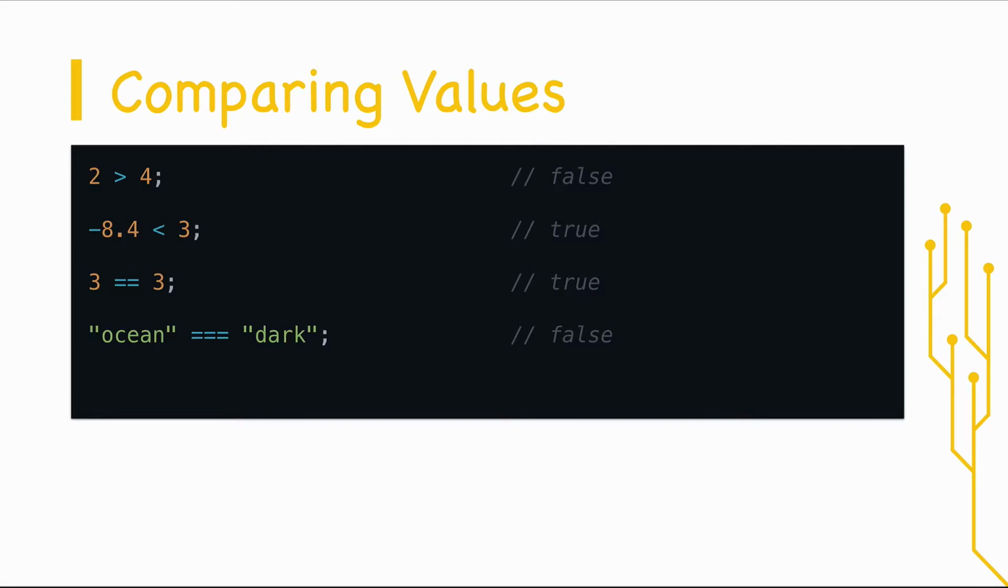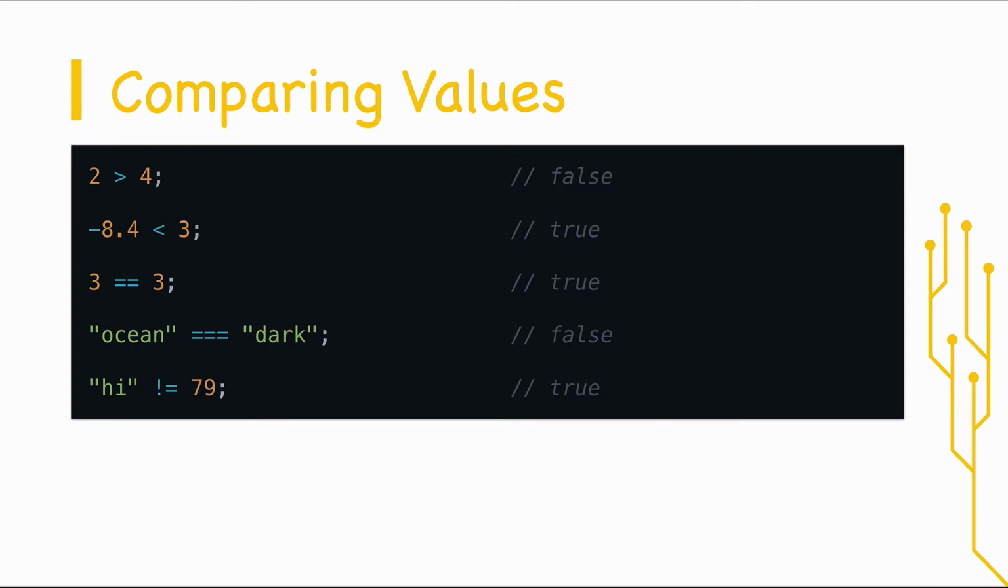However, here we have ocean is strictly equal to dark. And these two values, although they have the same data type, they're strings, they have different values. One has the value ocean, and another has the value dark. So they're not strictly equal to one another. So using the equality or the strict equality operator, in this case would result in the value false.